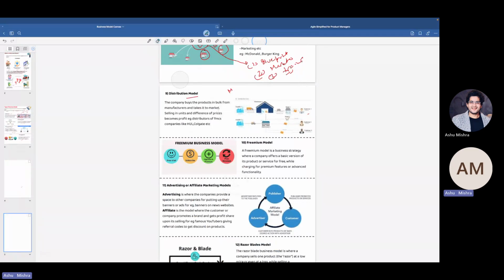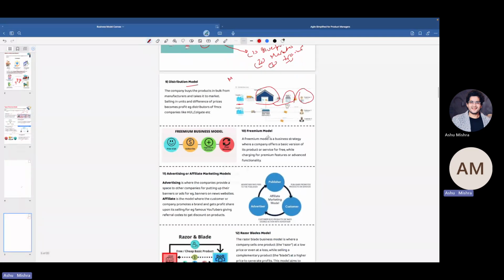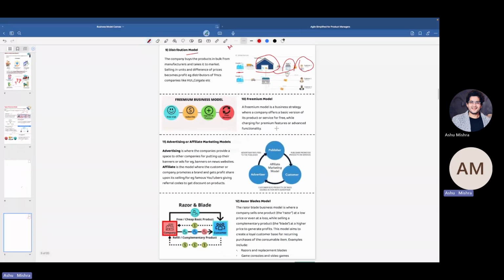So if you look at the image also, there is this factory, right? The factory provides this material to the warehouse. From this warehouse, the material goes to retail shops, and then from retail shops, it goes to the end customer. This is the ninth kind of model that we read.